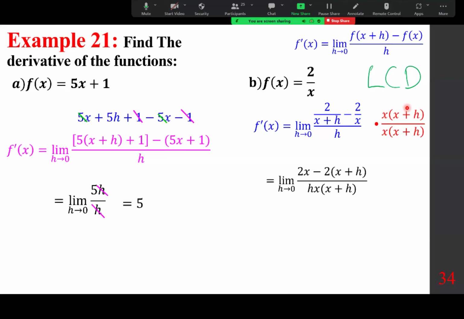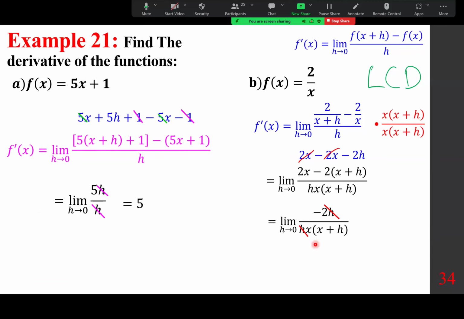So I'm assuming we have no problem with algebra. So one more time, you multiply, x plus h goes away, 2x, and these two, minus 2 times x plus h. So you distribute this one, this is 2x, this is minus 2x, this is minus 2h. These two cancel each other, we get negative 2h in the numerator. h and h cancel each other.